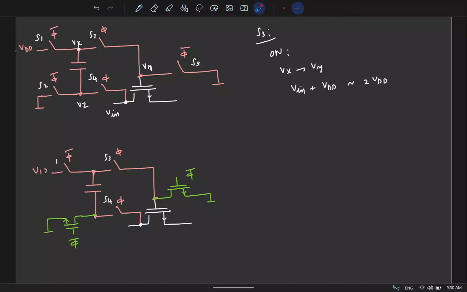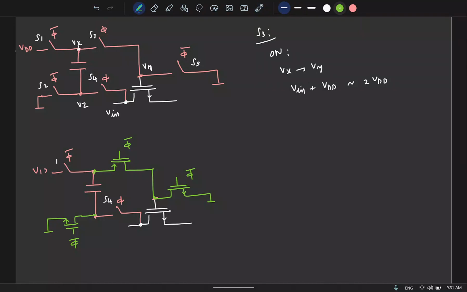So what kind of switch is good enough here? Let's say it's a very high signal. What switch is good? PMOS is good for voltages which are very high. So we can try to use a PMOS here. And here the switch is clocked at phi. So for PMOS, what should be the control? Phi bar. Okay.